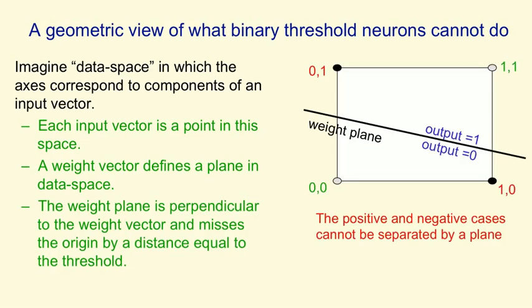So here's a picture. You see the 4 data cases there, and for the 2 data cases in red, we need to give an output of 0, and with the 2 data cases in green, we need to give an output of 1. That means we need the green cases to be on the side of the weight plane where the output is 1, and we need the red cases to be on the side where the output is 0, and we obviously cannot arrange the weight plane so that that's true.